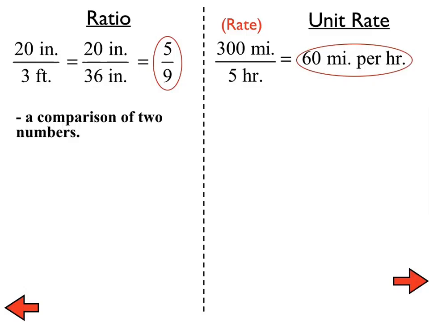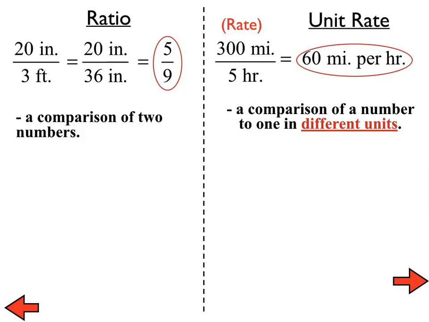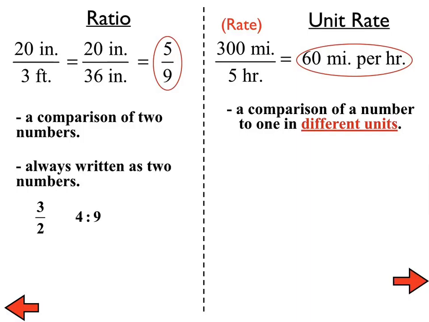So a ratio is a comparison of two things, two numbers. Always keep it two numbers. Don't write it as a mixed number. A unit rate is a comparison of a number to the number 1. And it's in different units. Go ahead and fill in the blanks on your notes, please. A ratio, always written as two numbers. A unit rate ends up being just one number.